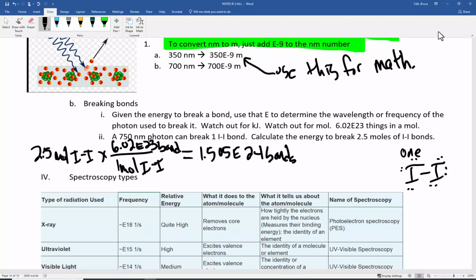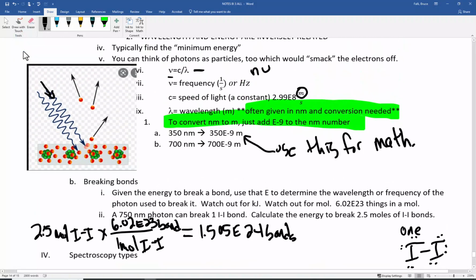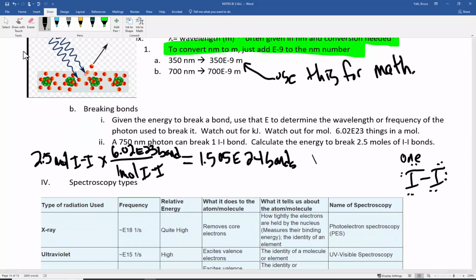If it's 750 nanometers to break one bond, I need to figure out how much energy that is. So I'm going to scroll back to my equations here. 750 nanometers, that's lambda. So I'm going to start with that. Frequency equals C over lambda. My lambda was 750, so that's 750 E-9.